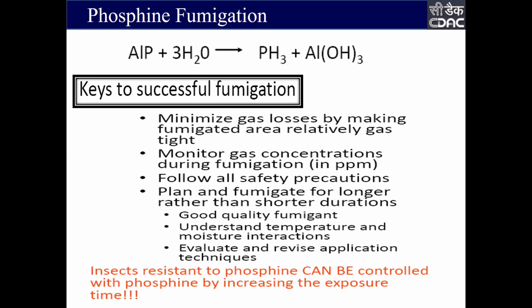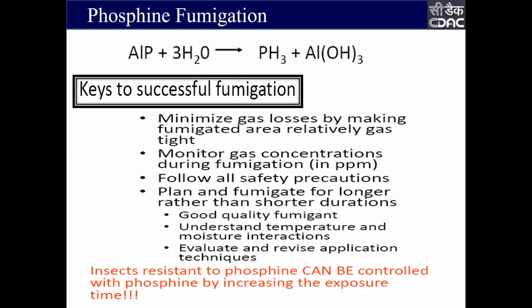So we thought about coming up with a solution so that the pests in the grain could be effectively killed and the grain could be saved. Generally they use aluminium phosphide tablets that react with moisture and produce phosphine gas, and that is an effective poison to kill the pests and insects.